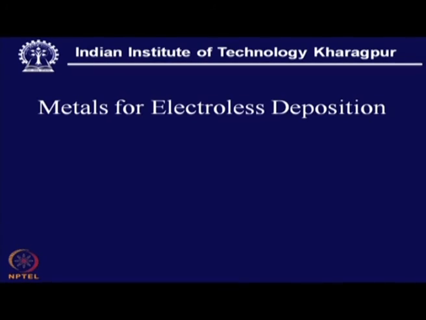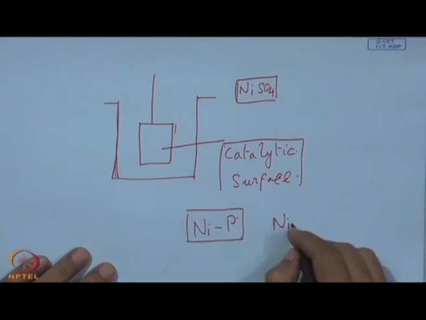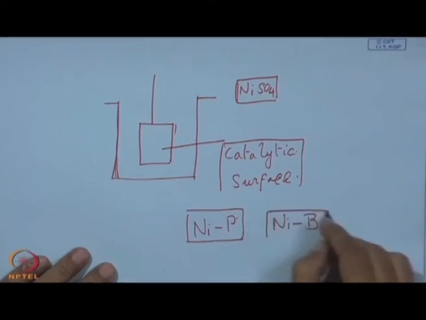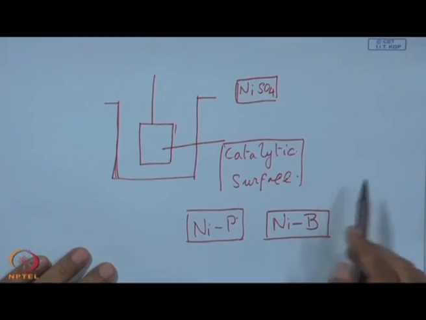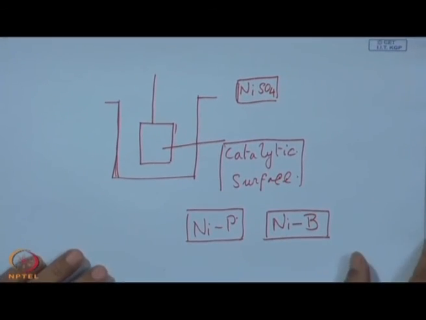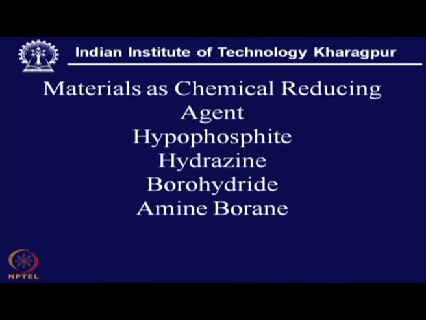Similarly, if we have a reducing agent containing boron, it is not difficult to have also nickel boride, and in this case the reducing agent is not a phosphorus containing element, but a boron containing element, and as a result we have nickel boride. So, as chemical reducing agents, it is hypophosphite that we have mentioned, hydrazine, borohydride, and from that we get this boron for this nickel boride. It is also amine boron, that is also a source of boron.